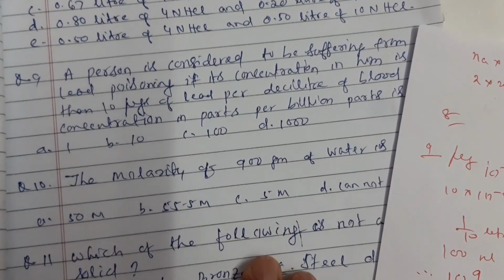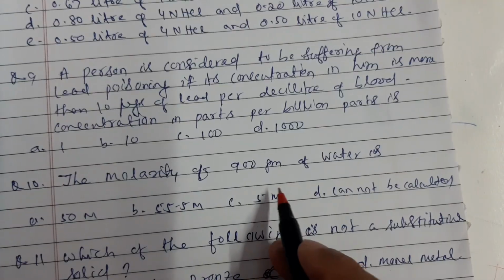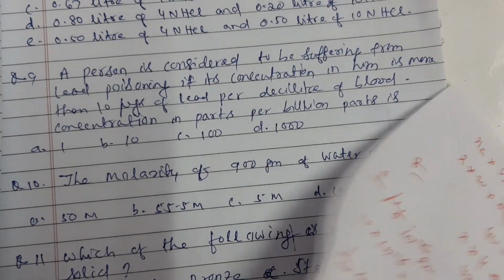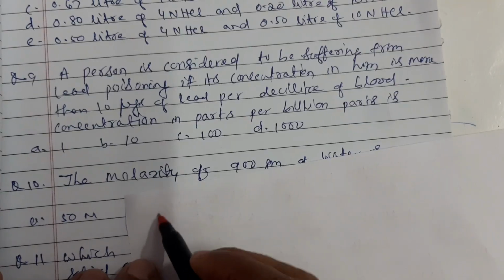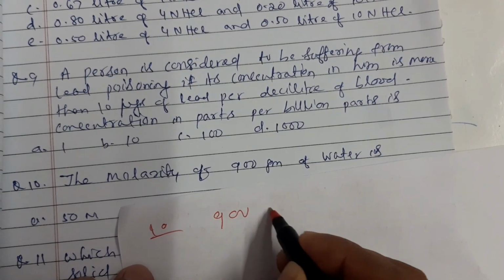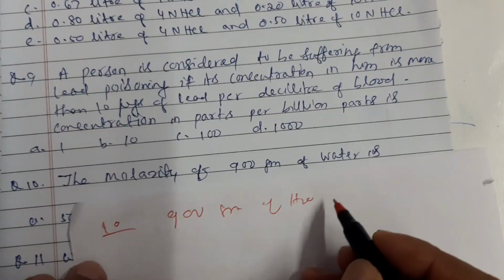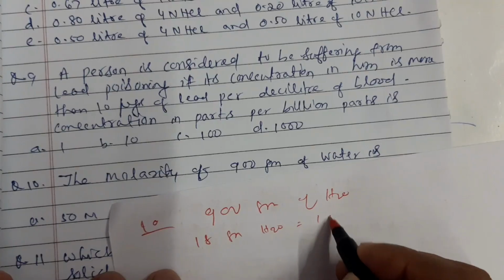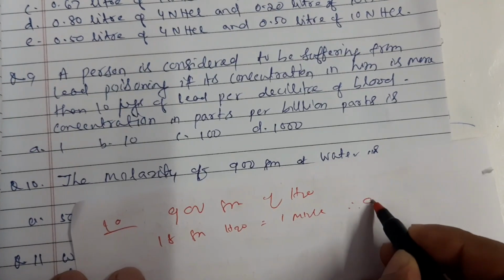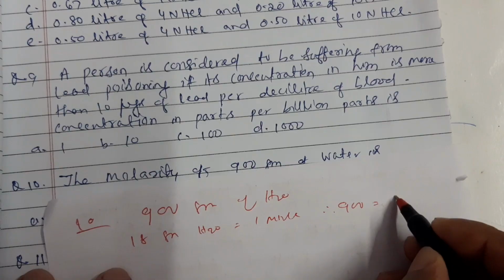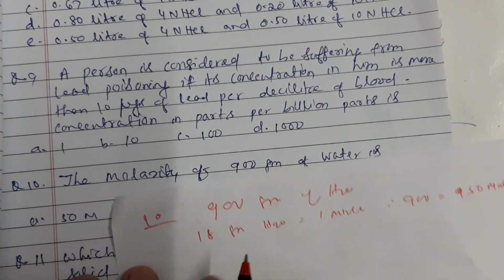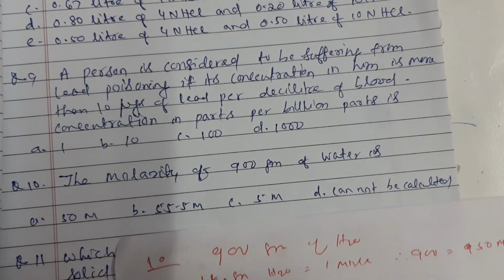Okay, next, the molarity of 900 gram of water is how much? You see, 900 gram of water, question number 10. 900 gram of water is how many moles? We know 18 gram of water is 1 mole. Therefore, for 900 gram, it is 50 mole. Okay, so then what is the molarity?